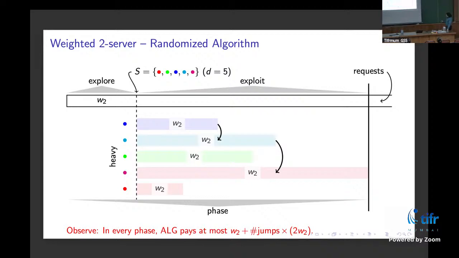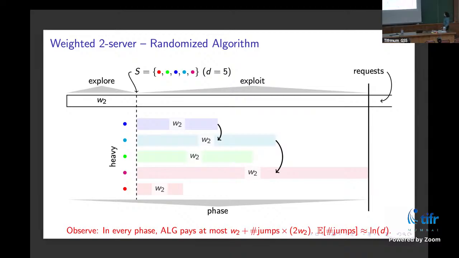So our total payment is going to be this W2 for the explore part plus the number of jumps times 2 times W2. But then what is the expected number of jumps? By the hiring problem argument, the expected number of jumps is exactly the expected number of candidates you would have hired if this was really the input to your hiring problem, which is like the natural log of D.